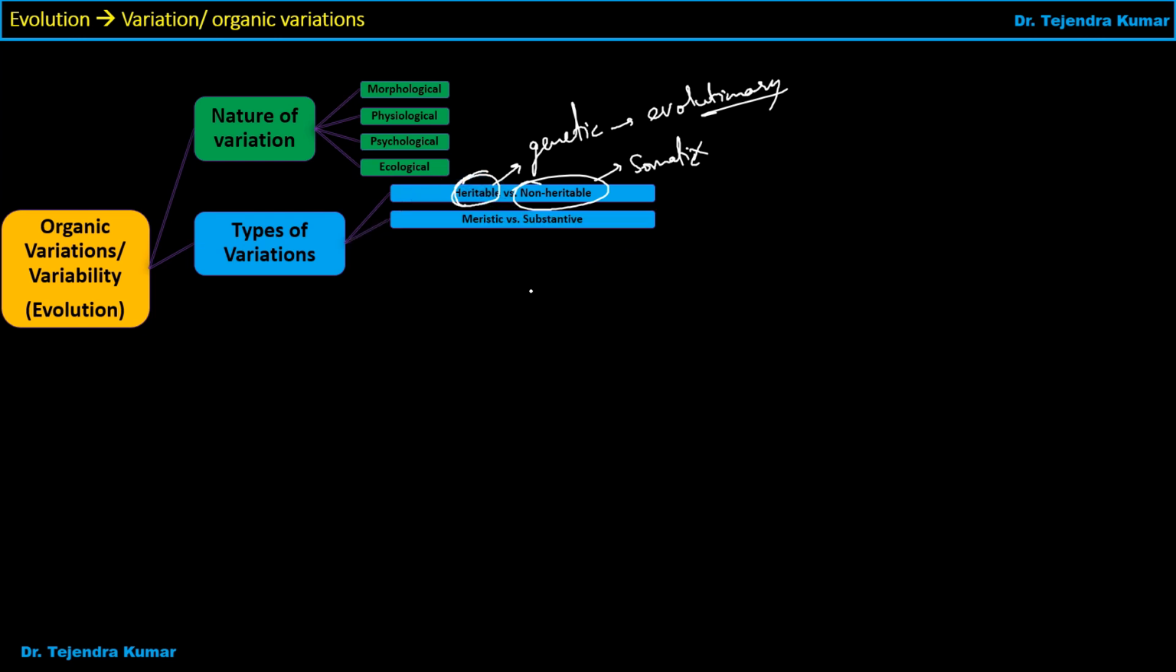Let's talk about the next: meristic versus substantive. So what does it mean? As we saw above, heritable versus non-heritable, similarly here we are talking about meristic variation. Meristic variation includes the variation which is in the number of parts of the organism.